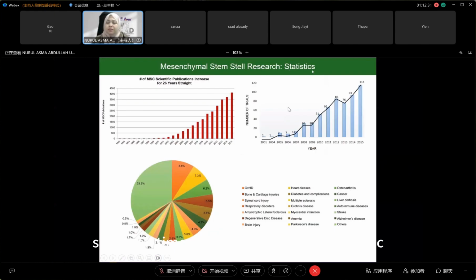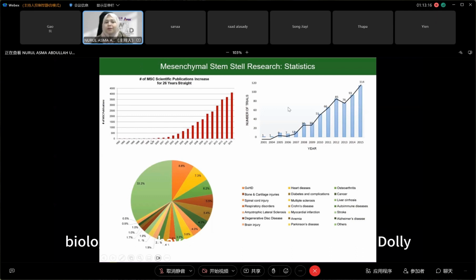So, mesenchymal stem cell research statistics, as you can see here. The data is not very new, but you can see that from 1992 to 2015, the research in mesenchymal stem cells or stem cells increased. It started from the 1990s, when people knew molecular biology, when people had more and more methods and techniques in molecular biology.